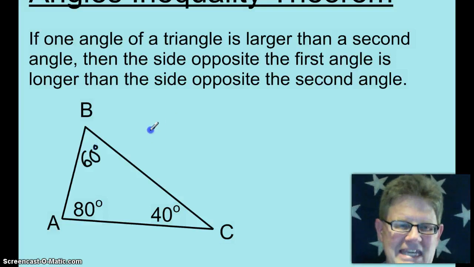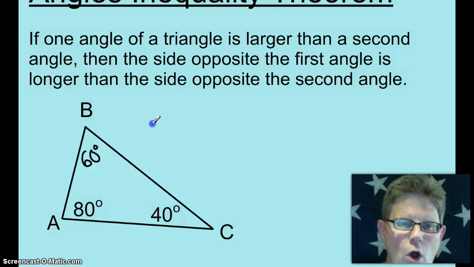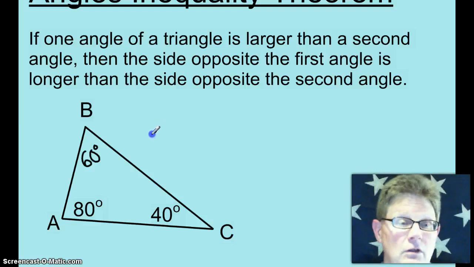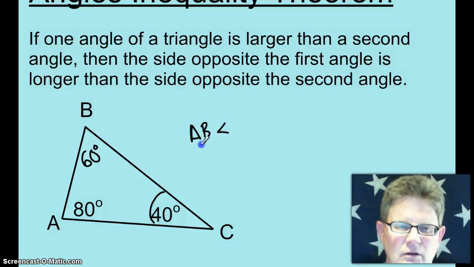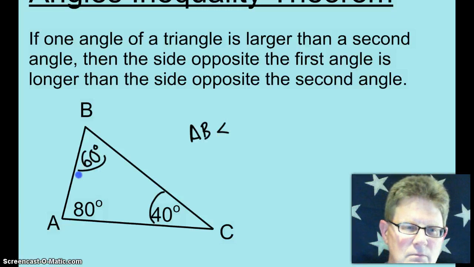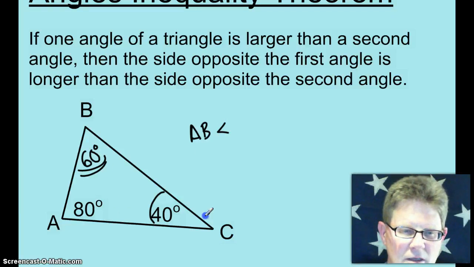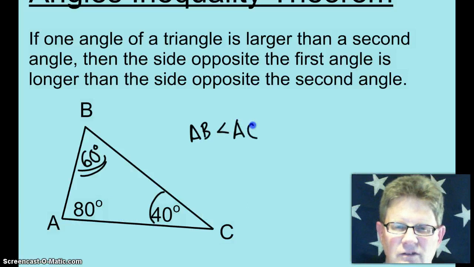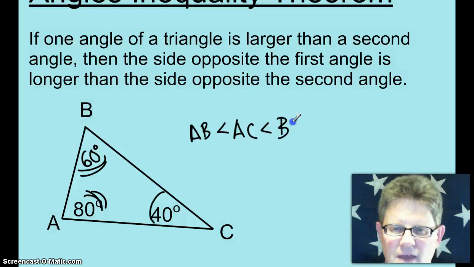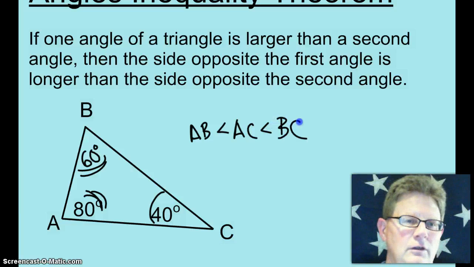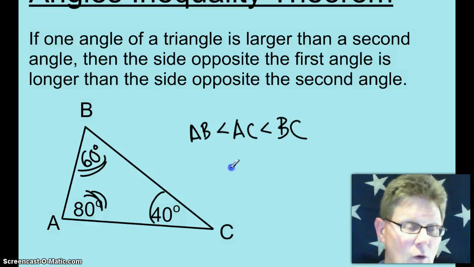Now let's put the sides in order from shortest to longest. The smallest angle is 40, so the side opposite it, AB, is the smallest one. That is less than the side opposite the next biggest angle, the 60, which is angle B: side AC. And AC is going to be less than the side opposite the 80 degree angle, side BC. And that, folks, is how you use the Angles Inequality Theorem.